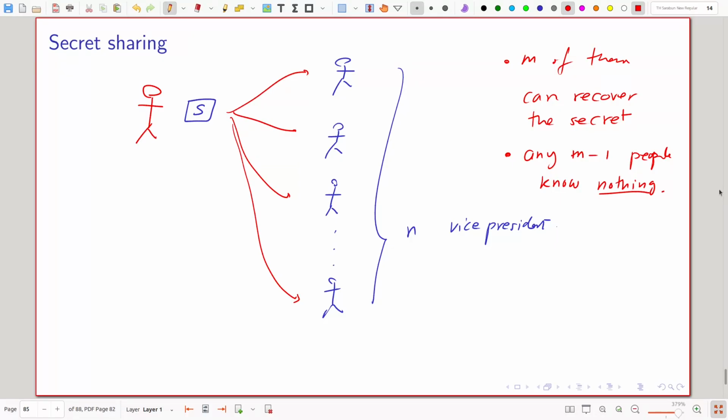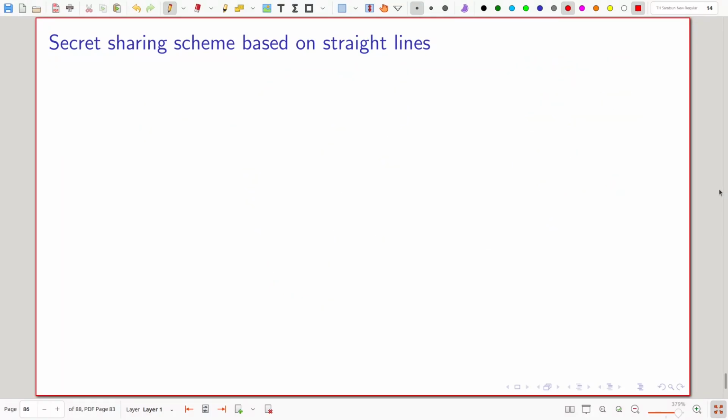Today we'll practice one basic scheme for that. This scheme is based on a straight line. I will describe the scheme based on a straight line for real numbers first, and then, because you can do multiplication and division using just integers, we can use modular arithmetic to do the same thing.